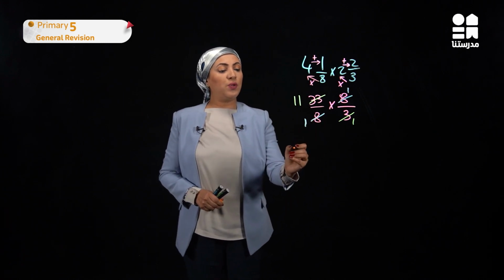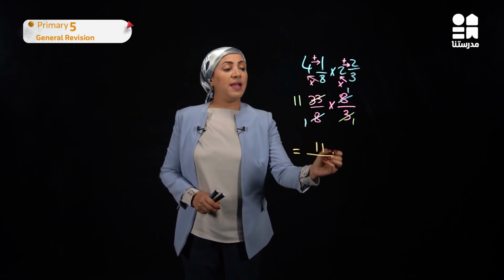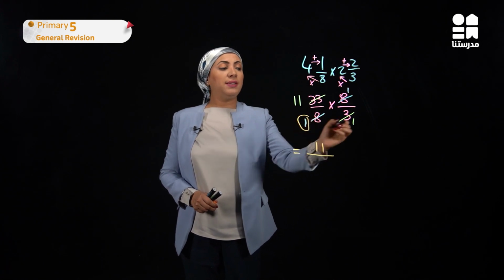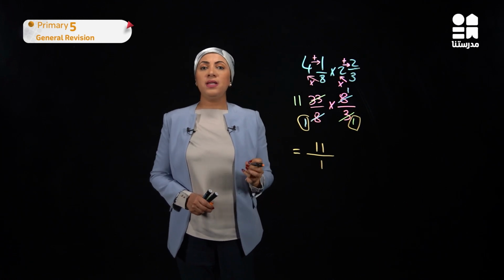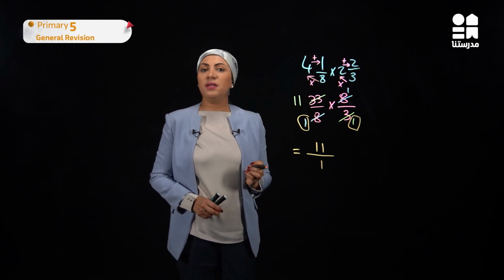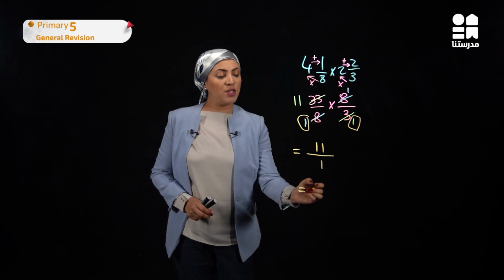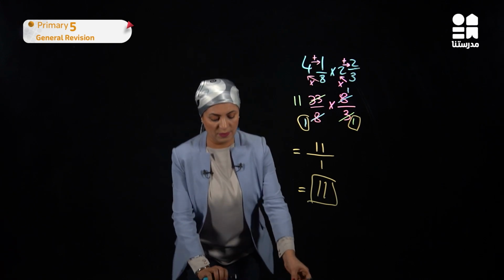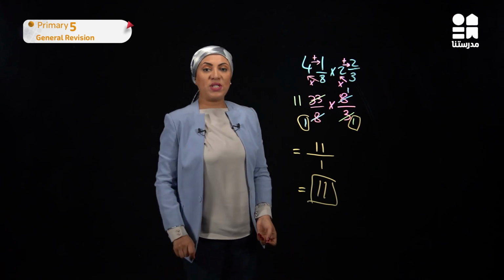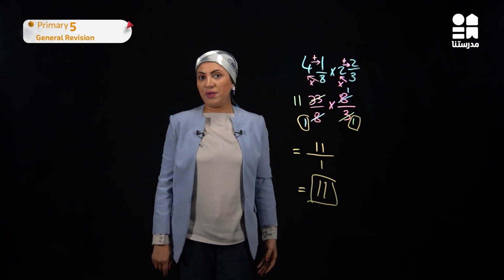Then now I will multiply what I have here to come up with the final answer. So it will be equal to 11 times 1. I multiply the 2 numerators by each other, and then I multiply the 2 denominators by each other. So it's 1 times 1, which is 1. And any number over 1 is the number itself. So my final answer is 11. Okay, that's it for this question. Let's go back and finish the rest of our revision.